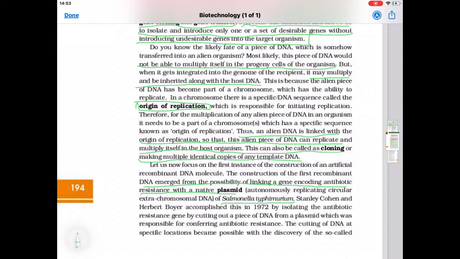Stanley Cohen and Herbert Boyer, learn the names, accomplished this in 1972 by isolating the antibiotic resistance gene, cutting out a piece of DNA from a plasmid which was responsible for conferring antibiotic resistance.